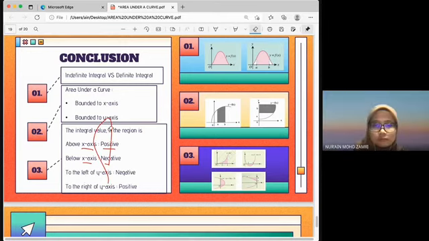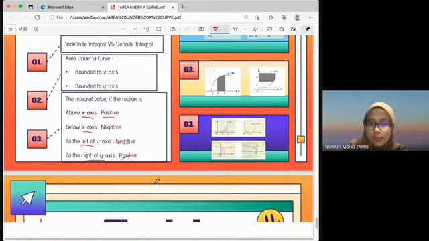And if the region is to the left of the y-axis, it will become negative. Okay, to the right of the y-axis it will become positive. So I hope you guys can understand our topic for today.